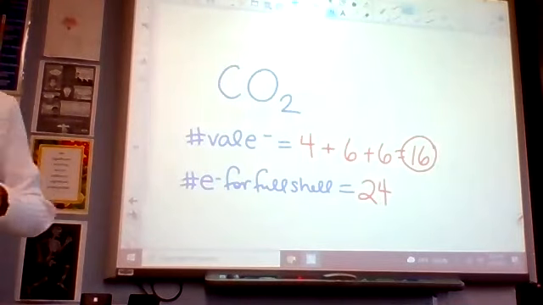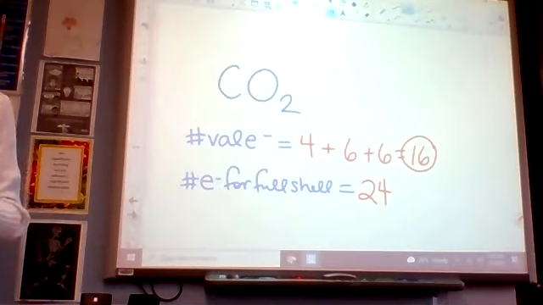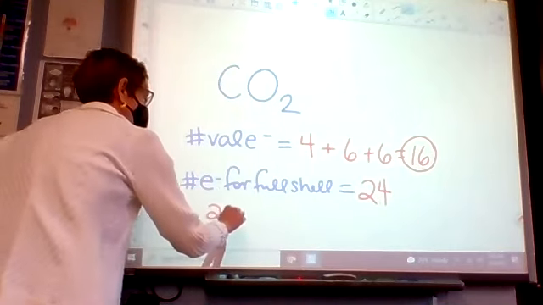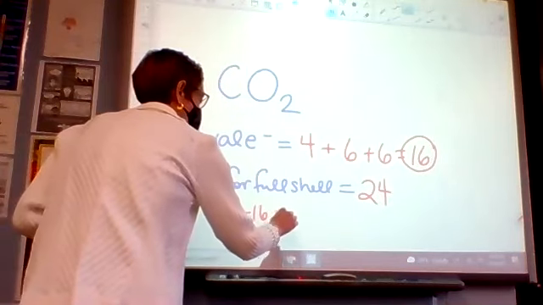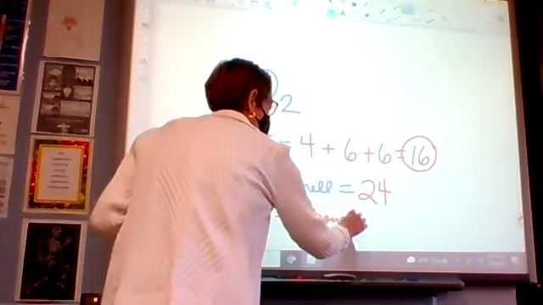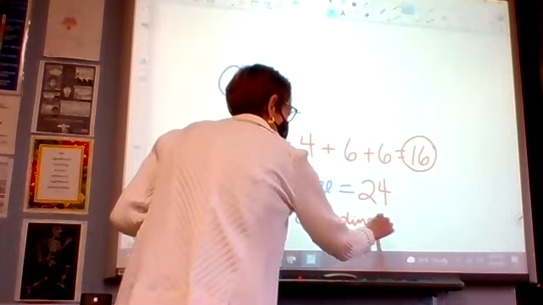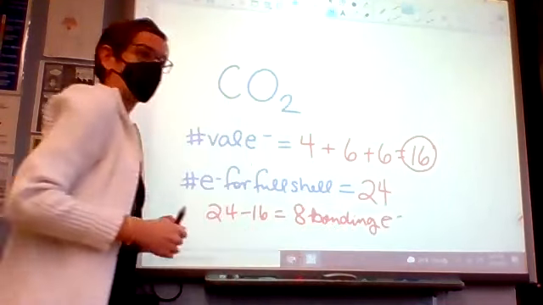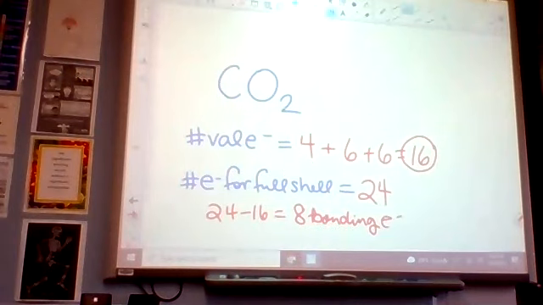If we take these two numbers and subtract them, that tells us how many electrons should be in bonds. So we just take 24 minus 16, and we have 8 bonding electrons. Well, each bond, we said, has 2 electrons, right? So if we have 8 electrons in our bonds, how many bonds are we going to have? 4. So we know when we draw this structure, we need 4 bonds.